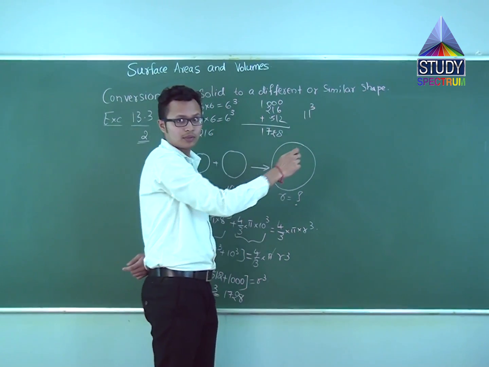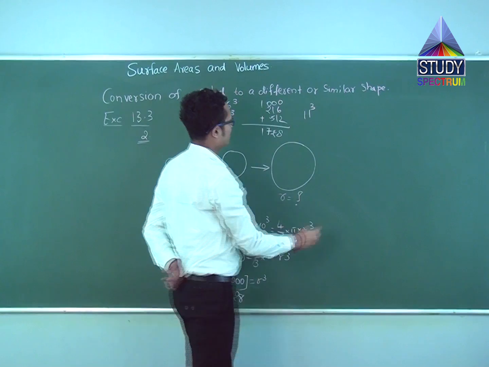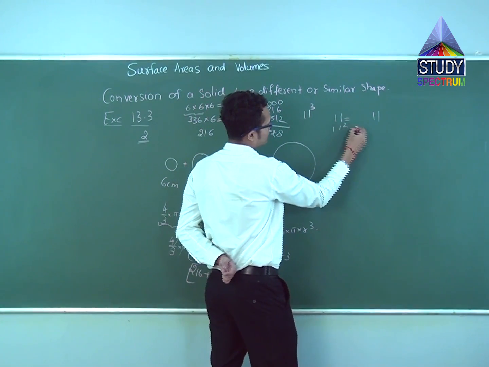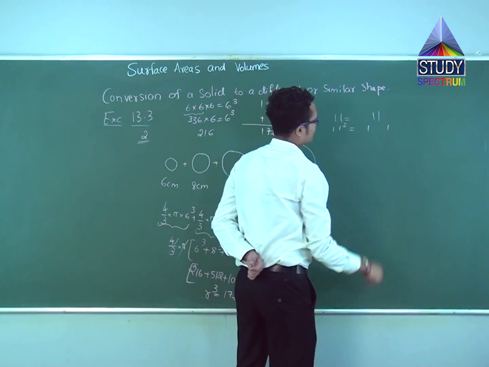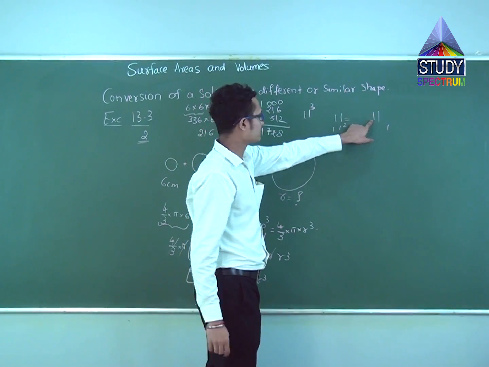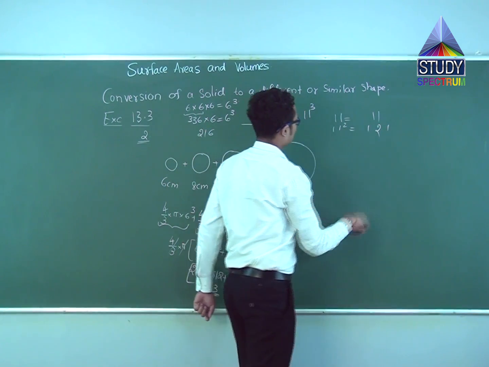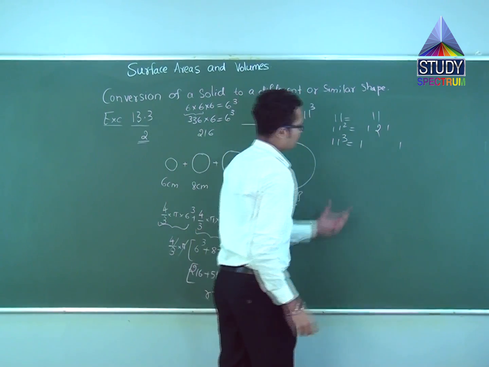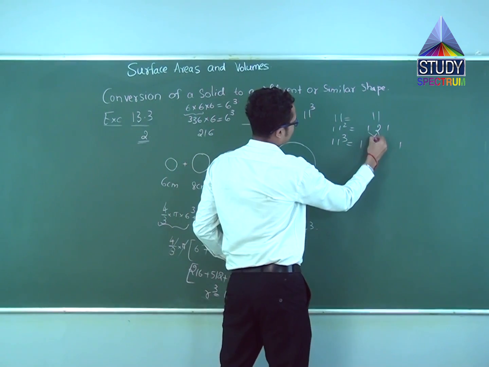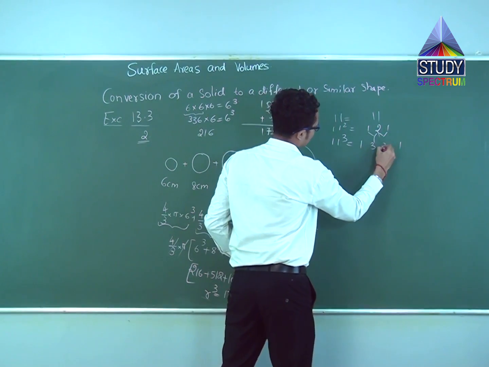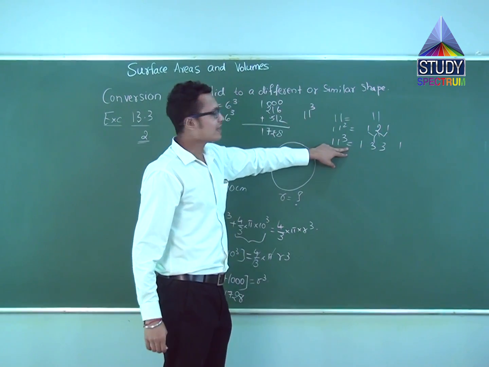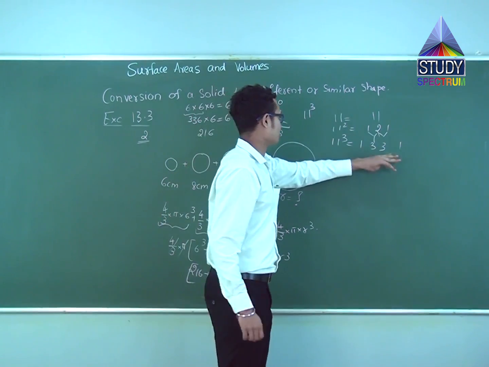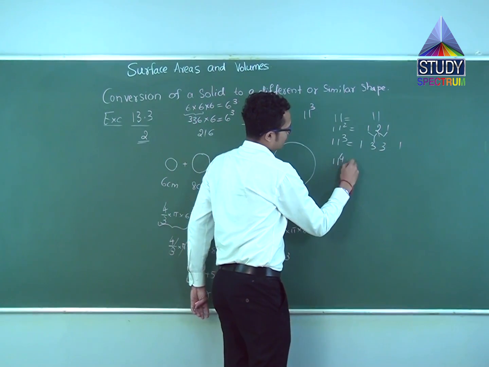How do you find 11 cube? It's pretty simple. It comes from the Fibonacci sequence. 11 is equal to 11. 11 square: write 1 and 1 here, and then add these two numbers 1 and 1, you get 2. Similarly, when you have 11 cube, write 1 at both ends, add these two digits, you get 3. Add these two digits, you get 3. If you use a calculator, you will get the same values. You won't get any other value than this. It's not possible.